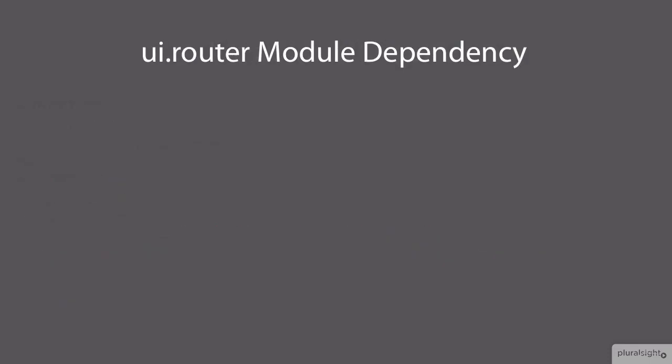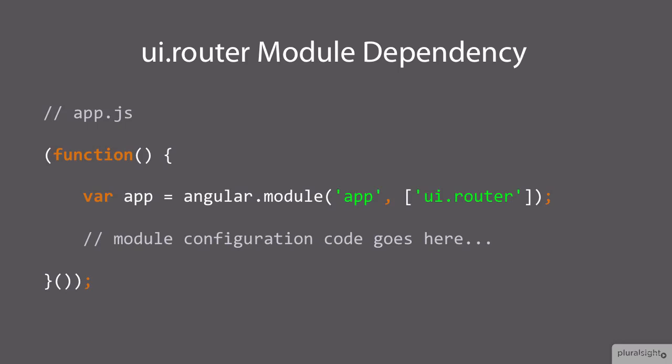The UI Router functionality is contained in its own Angular module named, appropriately enough, ui.router. Therefore, when you declare your app's main module, you should specify UI Router as a dependency in the square brackets of the module setter function as shown here. Once that's in place, you're ready to begin configuring the states you want to use in your app.